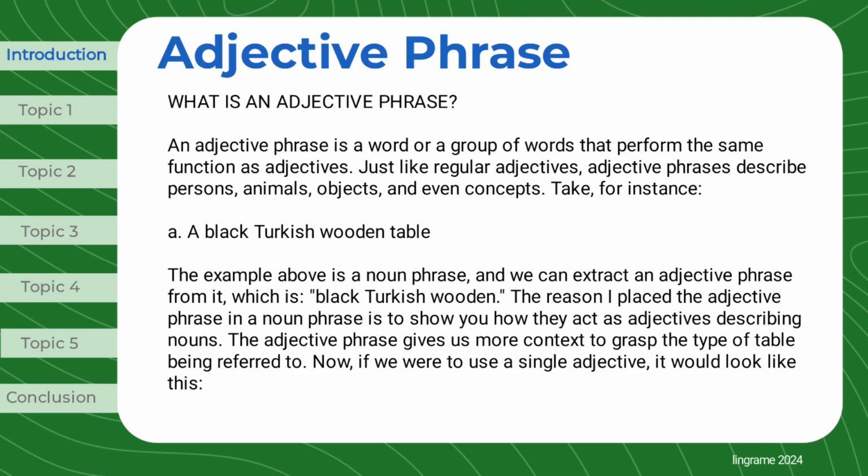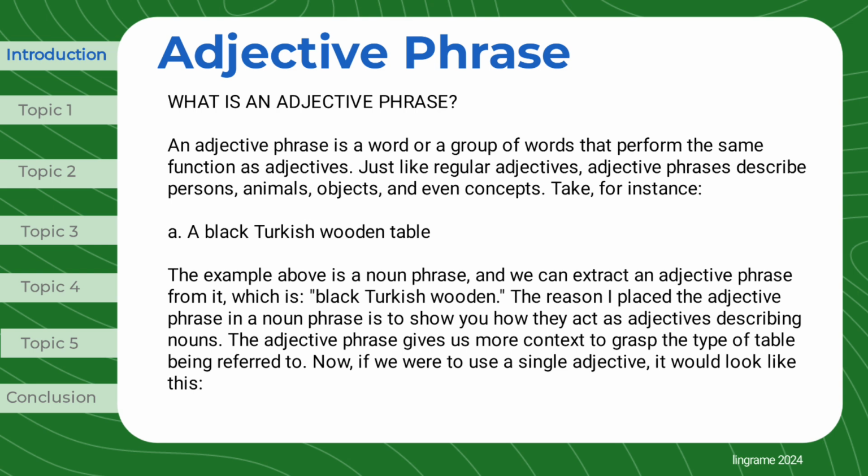What is an adjective phrase? An adjective phrase is a word or a group of words that perform the same function as adjectives. Just like regular adjectives, adjective phrases describe persons, animals, objects, and even concepts. Take, for instance, a black Turkish wooden table.